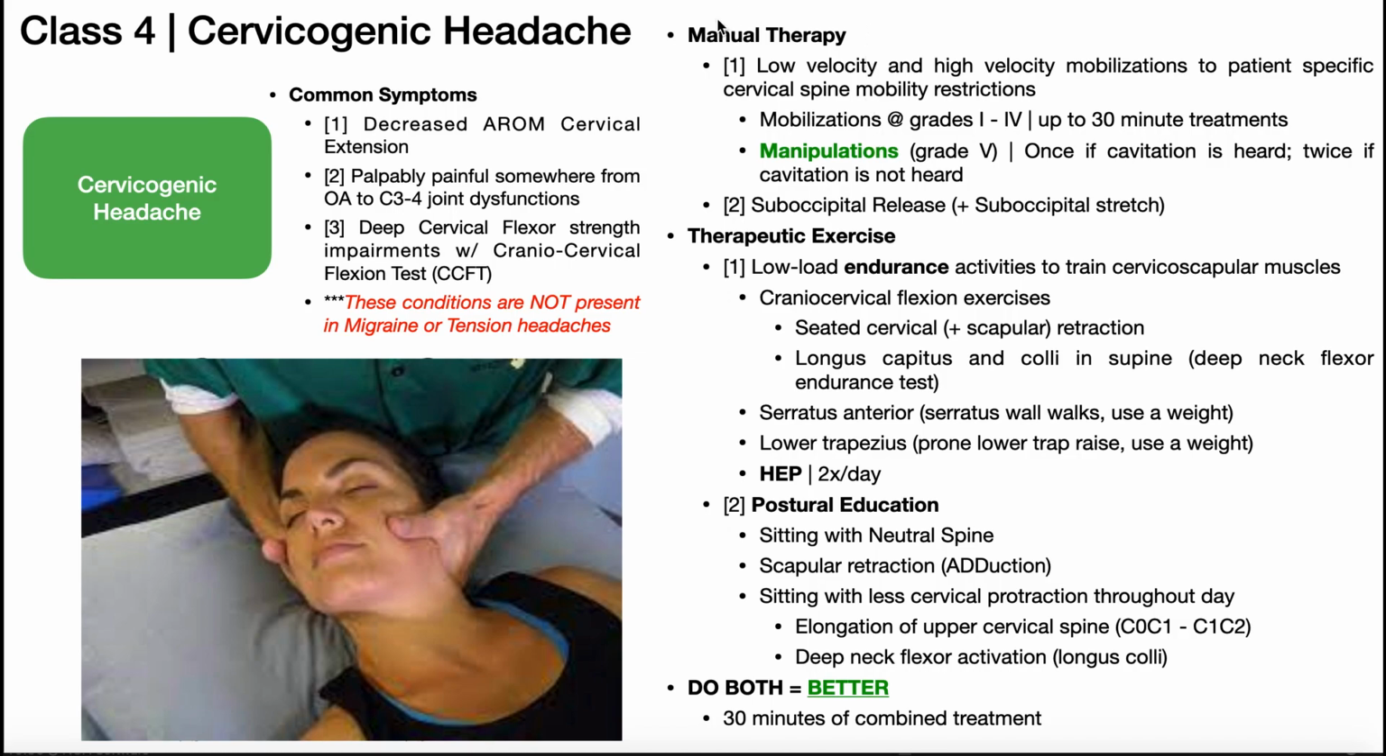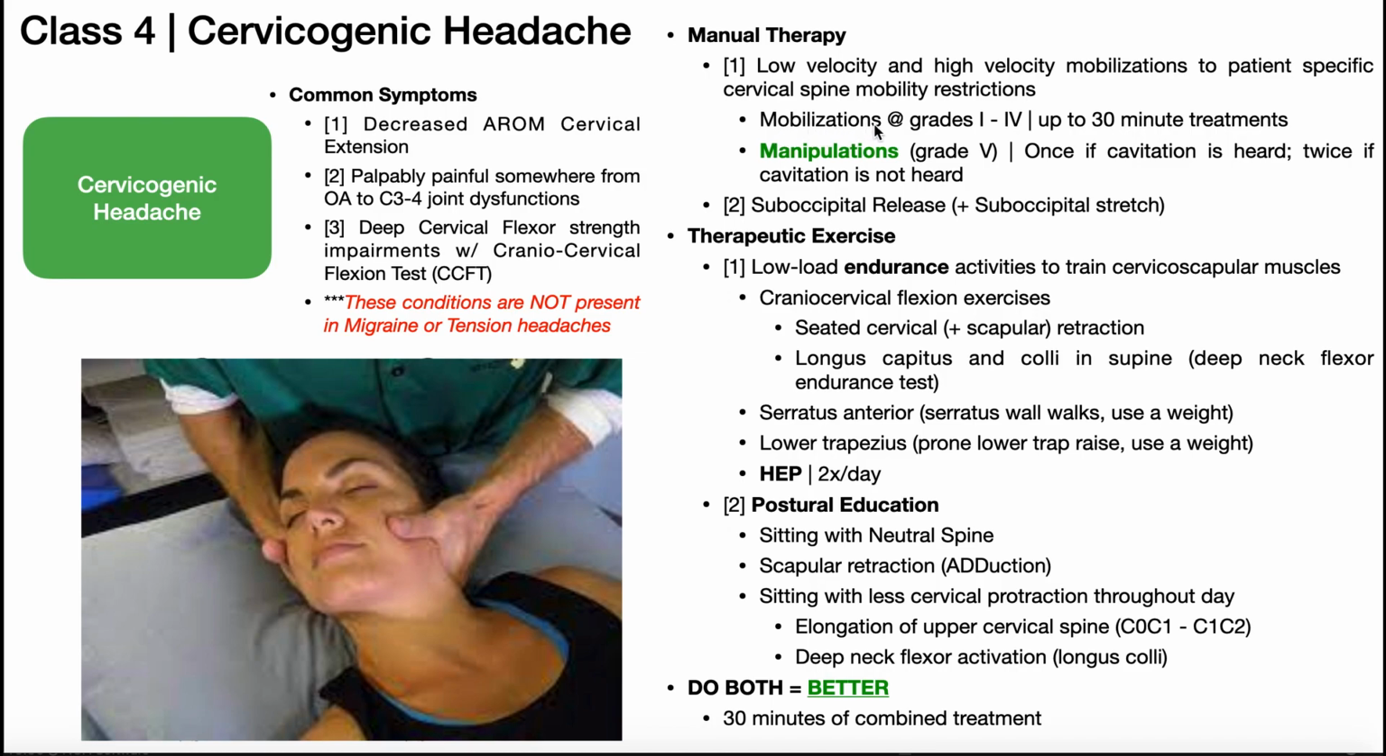The first two are going to be types of manual therapy. Number one, we can do low velocity or high velocity mobilizations that target the patient's specific range of motion or mobility restrictions. Remember, one of those symptoms is that they're probably going to have decreased cervical extension active range of motion, possibly restricted either due to joint dysfunction or to pain. They may also have cervical rotation restrictions as well. And so we can do mobilizations to specifically address those.